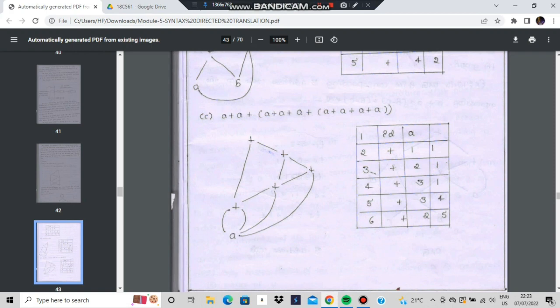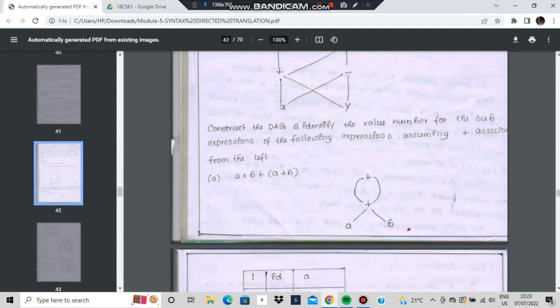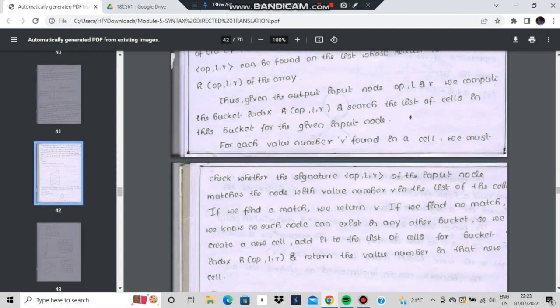5 plus 2, that will be in 6. Here also you have to do the same thing. We can easily trace what's happening as I explained for the previous ones. Okay, that's how you draw the DAG. Now let's discuss another example.